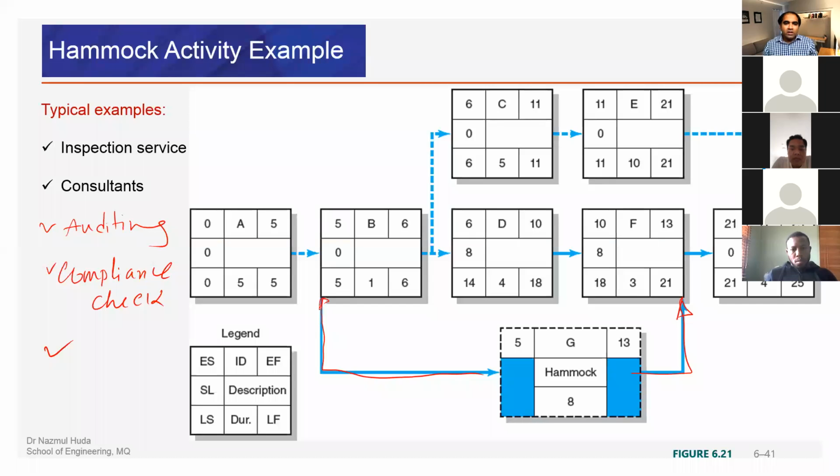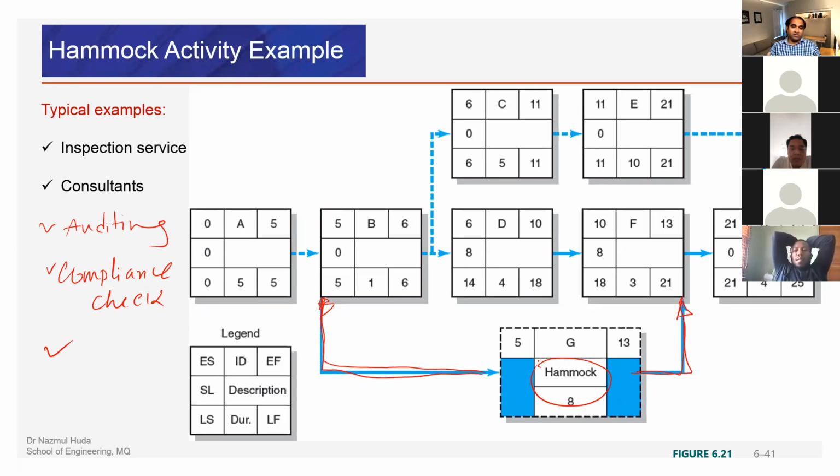Yes, that's right. So in the hammock activity, if you look at it, you can see this is a totally additional task, not within the project chain. What are the hammock activities? That is not an integral part of the project planning and preparation or the actual task, but this is more of the compliance check, a consulting service, an inspection service. An inspector will come and check the work.